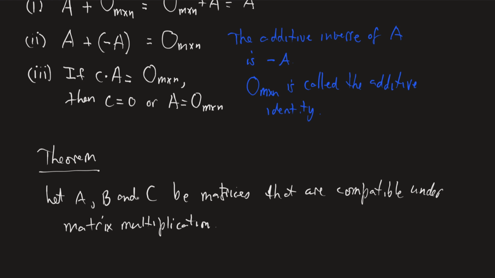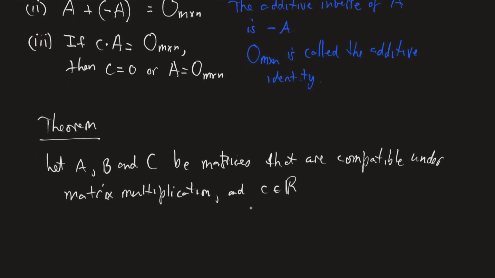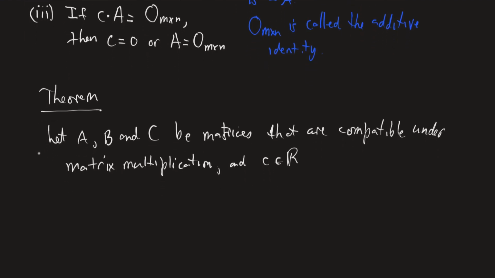Right? So we have this, and again, we need a scalar, because we have all these operations, some of which involve scalars. So there are four of them on this list.